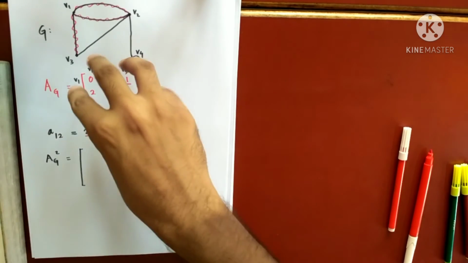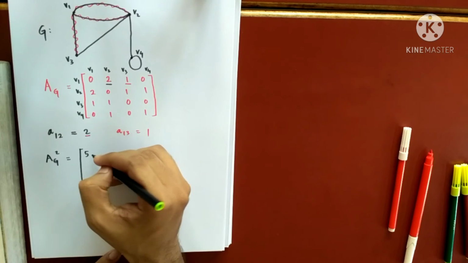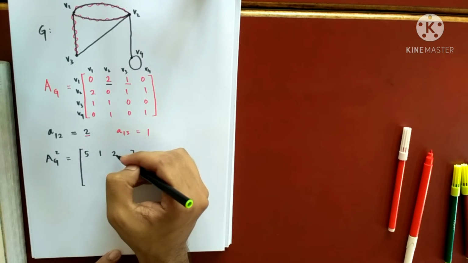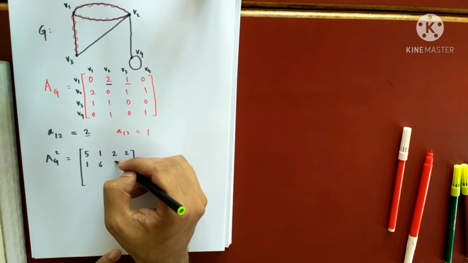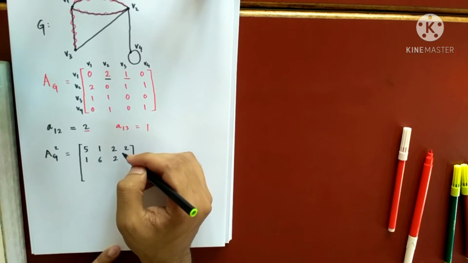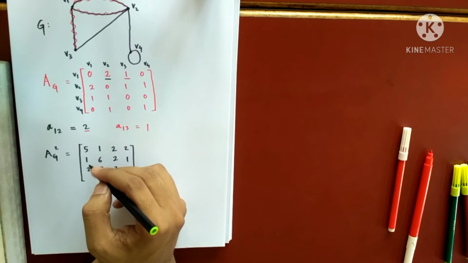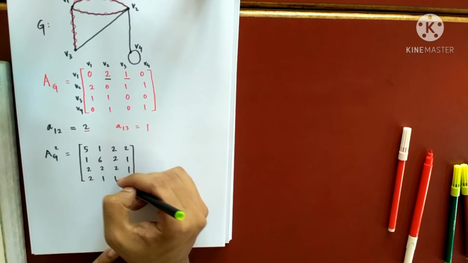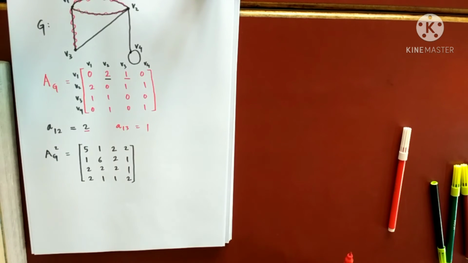So if you multiply AG with AG, that means you are using the matrix multiplication, you will get something like this: 5, 1, 2, 2, 1, 6, 2, 1, 2, 2, 2, 1, and 2, 1, 1. Okay, you might check. I'm not going into details. Now, this is again very interesting.